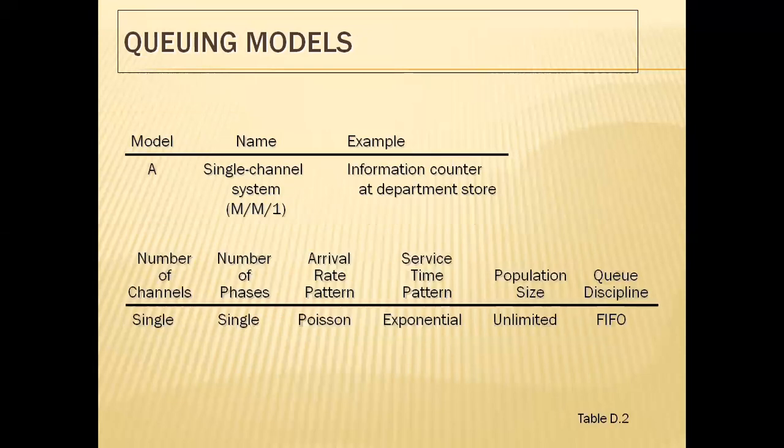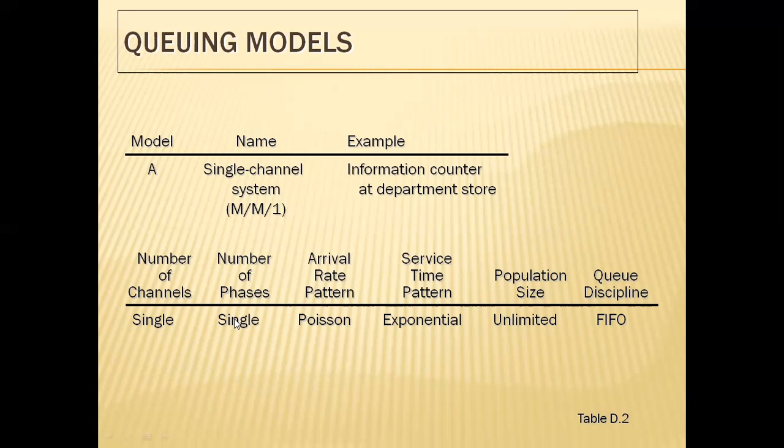Moving to the first characterization, model number one, model A, the single channel system. Take the example of an information counter at a department store. We need to identify initially whether the groceries we require exist in the department. For that, we need to know the number of channels and how many phases exist.